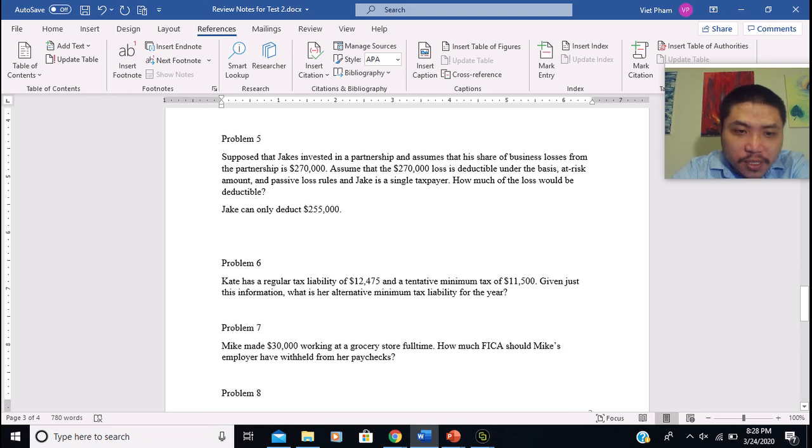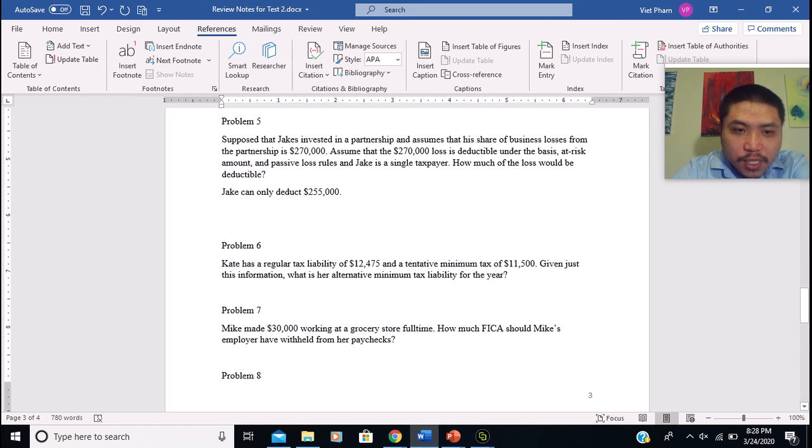Problem number 5. Let's see problem number 6. So problem number 6 says Kate has a regular tax liability of $12,475 and a tentative minimum tax of $11,500. Given this information, what is her AMT liability for this year? Right.